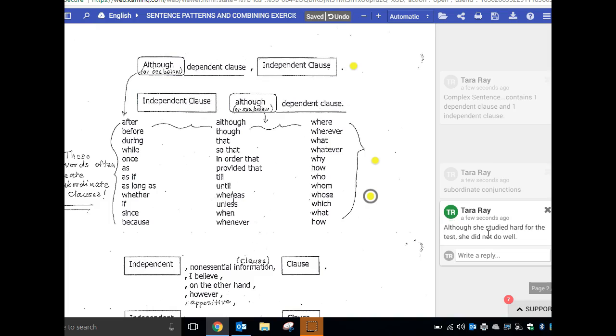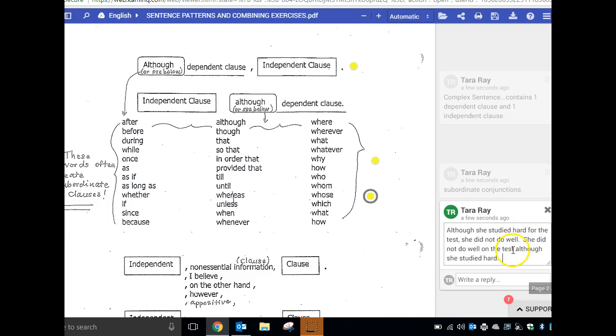Now notice what happens to my punctuation when I write it according to the second model, okay? She did not do well on the test, although she studied hard. Notice that I lose the comma. Okay, when I move that subordinate conjunction to the middle, you lose the comma. This is why there is not a comma before the word because. That's a very common punctuation error. Okay, so this creates what's called a complex sentence.